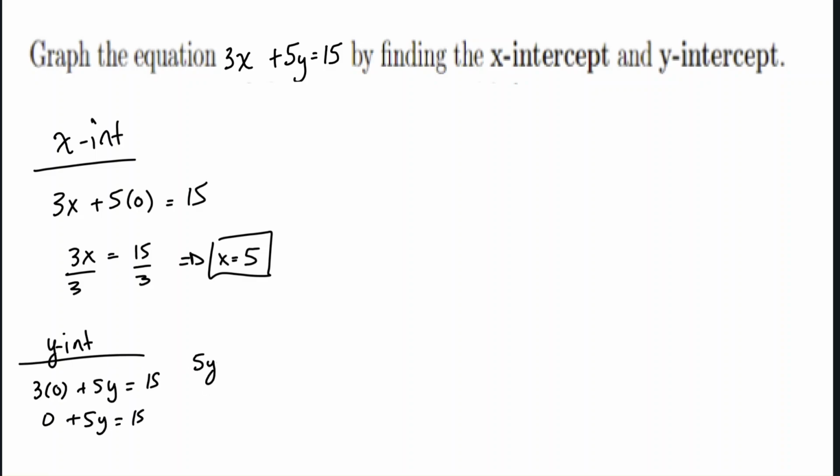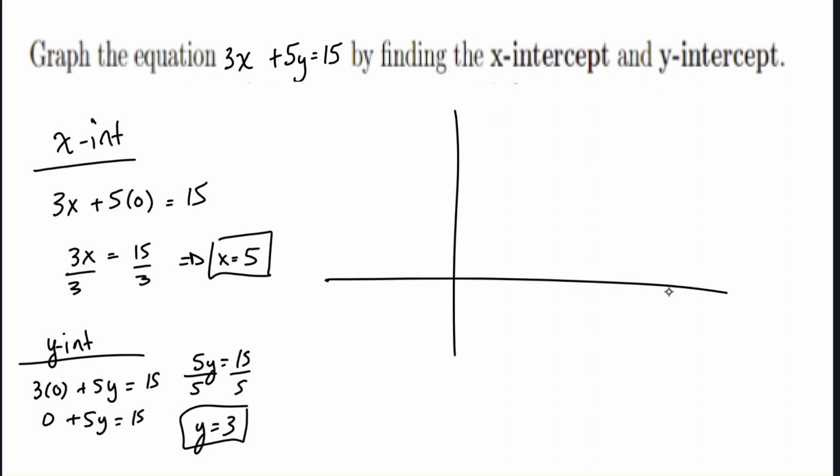So I get 5y equals 15. Divide both sides by 5. y equals 3. And then when it comes to graphing, you just have to plot these 2 points and draw a line connecting them. So the y-intercept happens at y equals 3. The x-intercept happens at x equals 5.